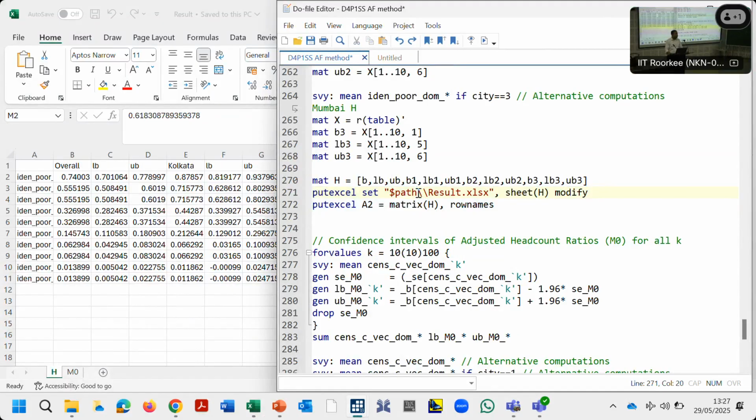Because you have probably left your file open. You have to close your Excel file. Now run it, please. What name did you give? Did you give the same name, RESULT? Yes, sir, the same name. Did you create the sheet H? Yes, sir. Are you checking the same path? Did you save in the same folder from where you opened the data?